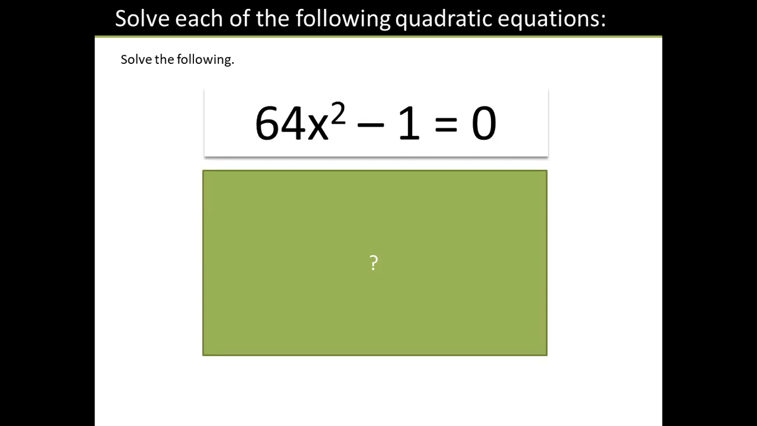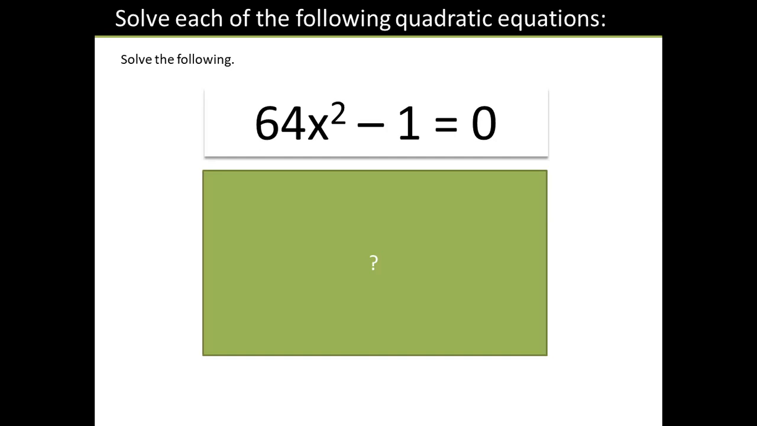Okay. What are the factors of 64? Yes. What are the factors of 64? 8x, right? So 64x squared, so 8x and 8x. Right? What are the factors of 1? And of course, that will be 1 and 1.